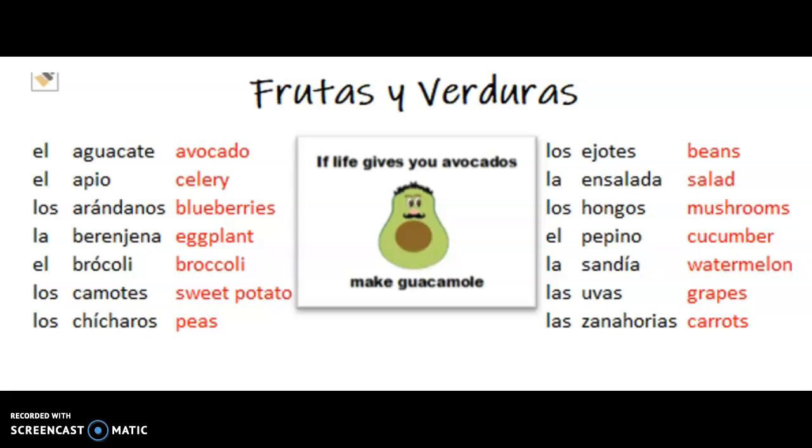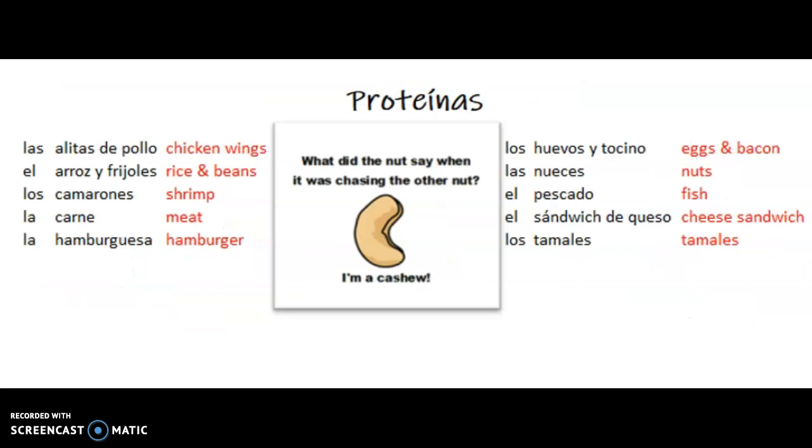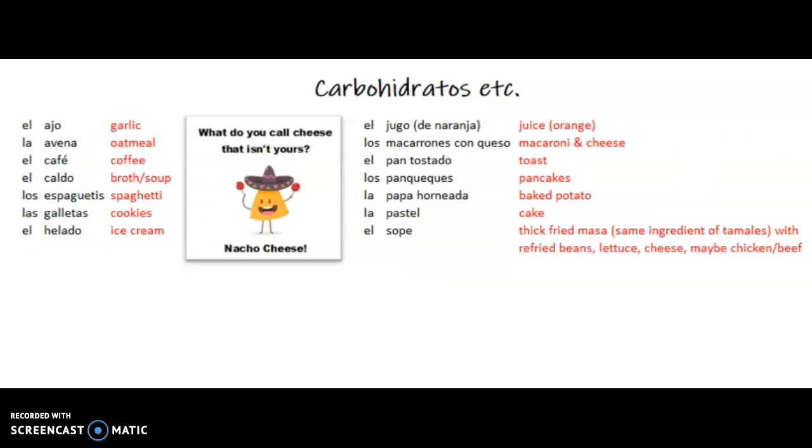Okay, so here is a picture of your frutas y verduras, so your fruits and veggies. You may want to take a picture of that with your cell phone so you have that handy for your assignment. And here is the vocab for the proteins, so proteínas. And finally the carbohidratos.